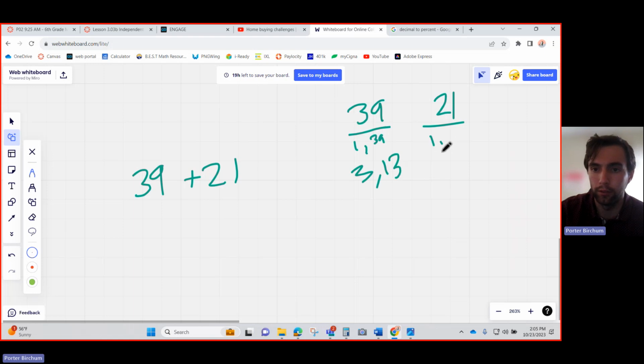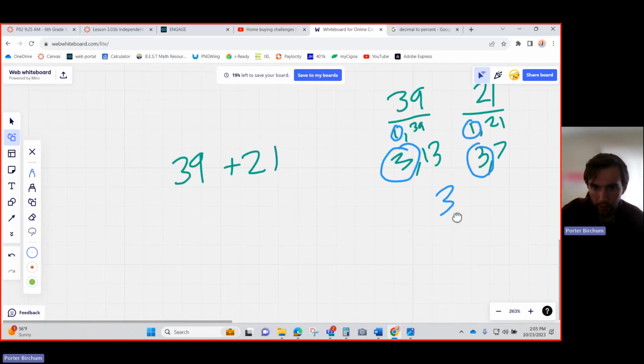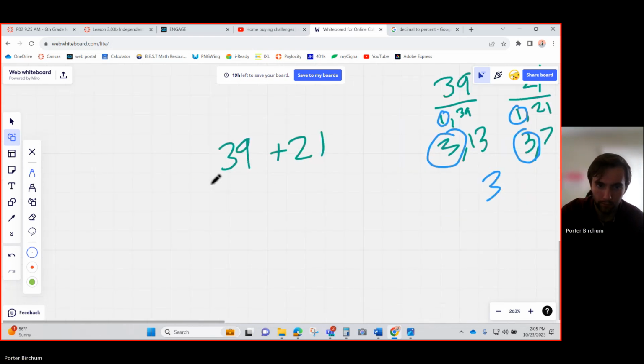Now let's go to 21. 1 and 21. 2, nope. Does 3 go into 21? Yeah. 3 times 7 is 21. And I think that's all. So let's circle my common factors. 3 is a common factor for both numbers. What is my greatest common factor? It is the number 3.